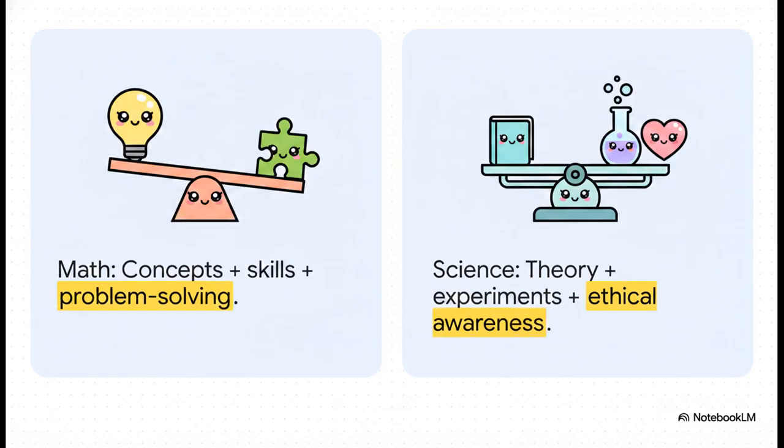But relevance alone isn't quite enough. We need balance. The curriculum has to balance knowledge, skills, and values. In math, that means balancing pure conceptual understanding with actual procedural skills and dynamic problem solving. In science, it's balancing scientific theory with hands-on experimentation, and crucially, an ethical awareness of how that science is used. We aren't just memorizing facts here, we're dynamically building capable, ethical citizens.